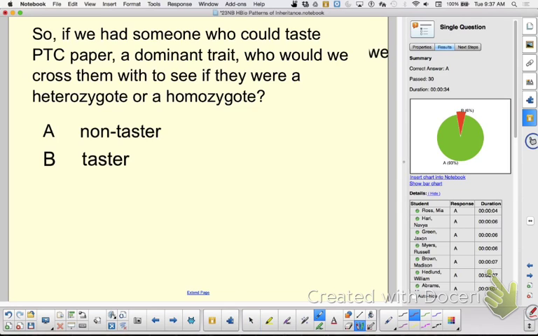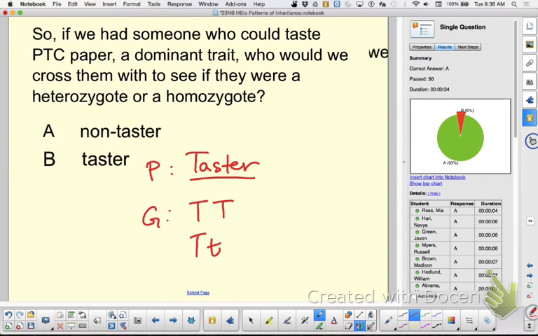So if we had someone who could taste PTC paper, and I told you it's a dominant trait, if they are a taster, is being a taster a genotype or a phenotype? Phenotype. Okay. A taster's genotype could be what? Big T, big T or big T, little t. I don't know. This is why I need to test them.